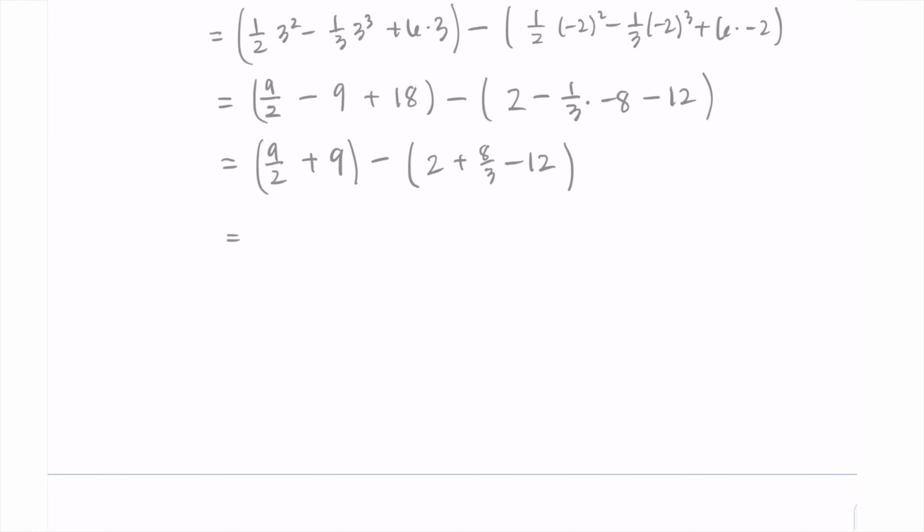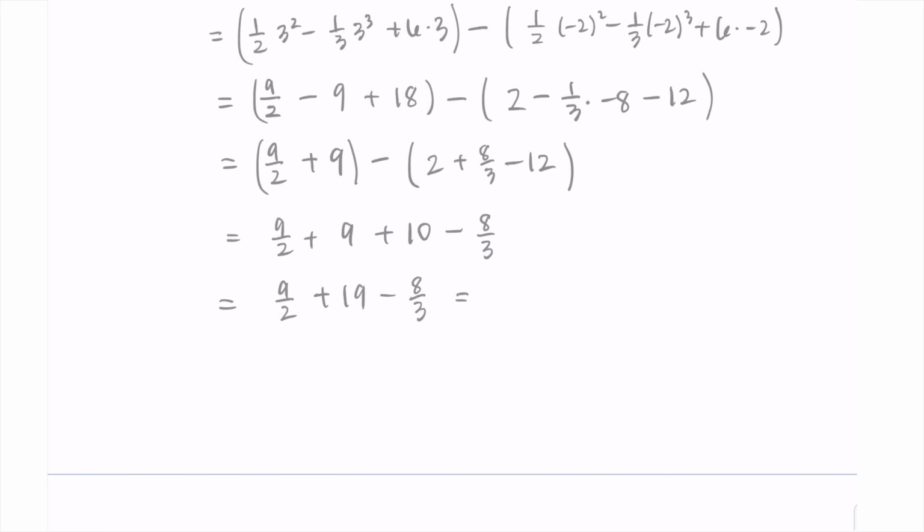Okay, then we have this 9/2 plus 9. And on the second part, I'm going to combine the 2 and the -12. So that's -10 but then I'm subtracting it, so it's a plus 10, and I'll distribute that negative to the 8/3. And so here I have 9/2 plus 19 minus 8/3, and we just need to get some common denominators.